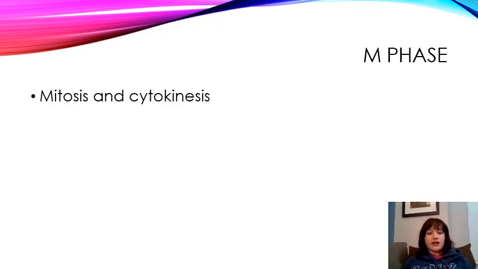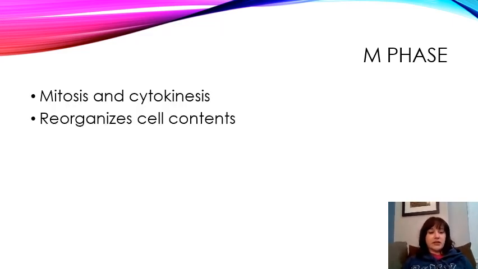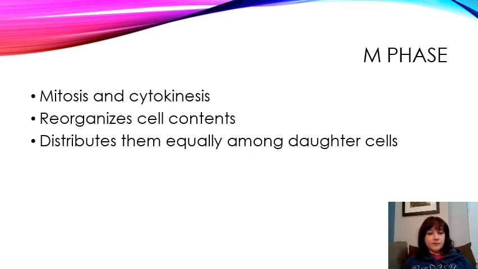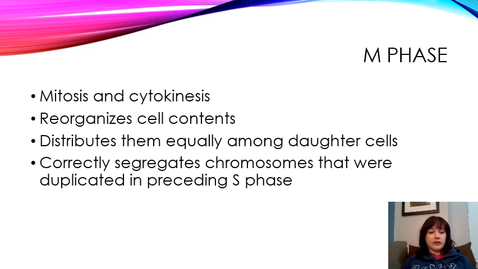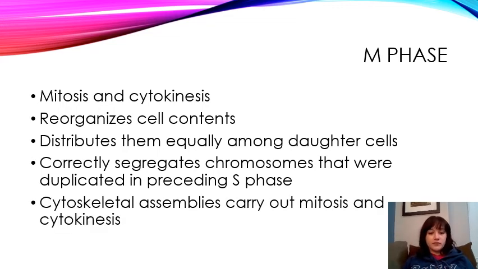So again, during M phase, this is when we have mitosis and cytokinesis, and also reorganization of the rest of the cell. So a lot of the material in the cell, organelles and things like that, are going to be distributed evenly among the daughter cells. And then, of course, we've got the mitotic spindle that helps us separate the chromosomes.